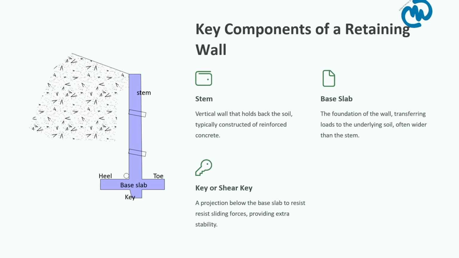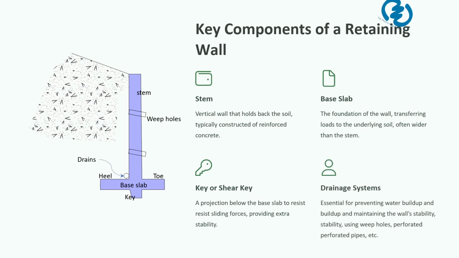In addition to these structural components, drainage features like weep holes or perforated pipes are often added to manage water pressure behind the wall. Some walls also include a coping or parapet at the top for aesthetics or additional safety. Understanding the components is just the beginning.